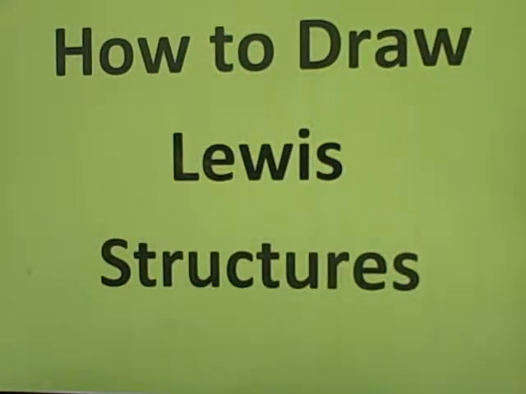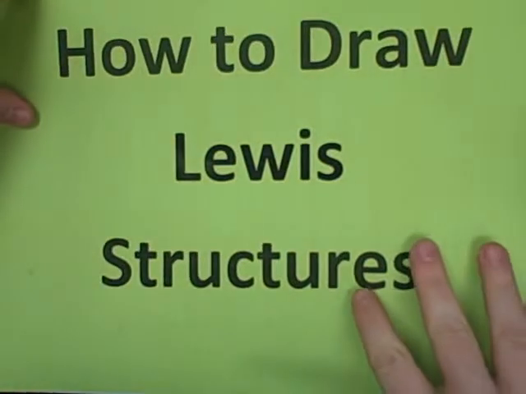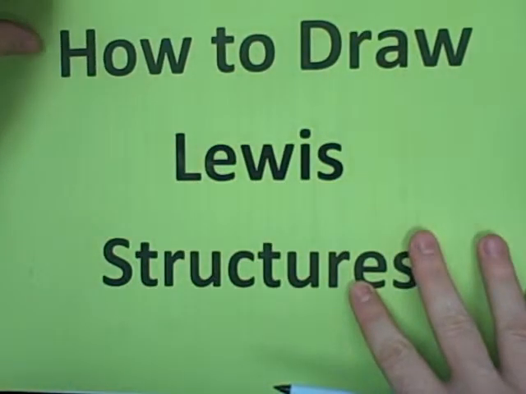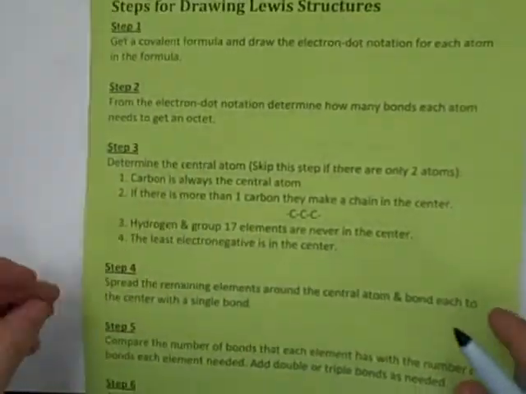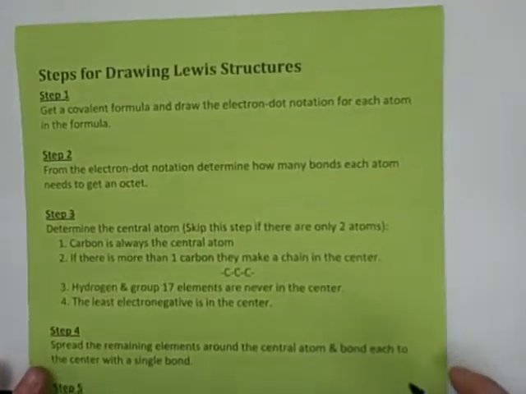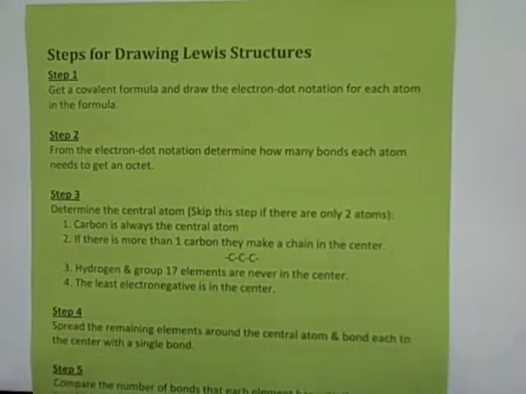This lesson is for learning how to draw a Lewis structure. Now, a Lewis structure is the arrangement of the atoms in a covalent bond. Now, we have 6 steps to follow for drawing a Lewis structure.